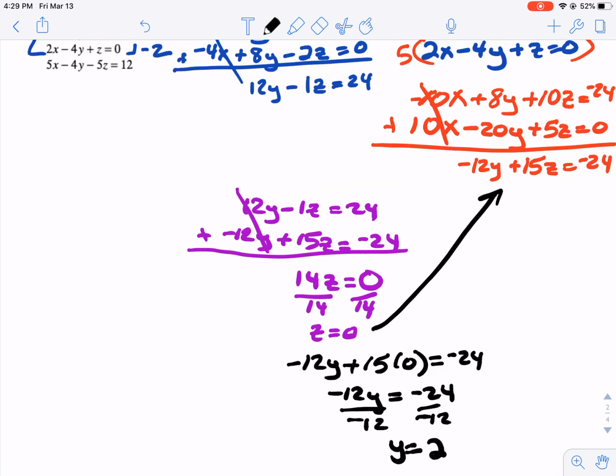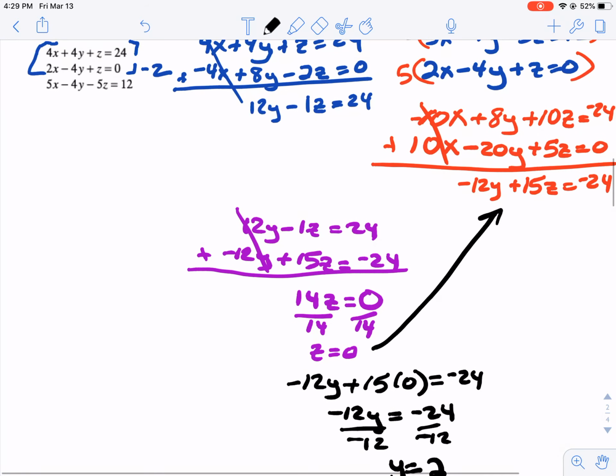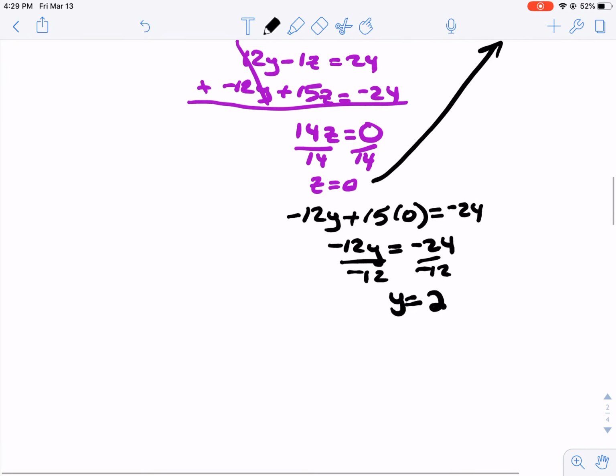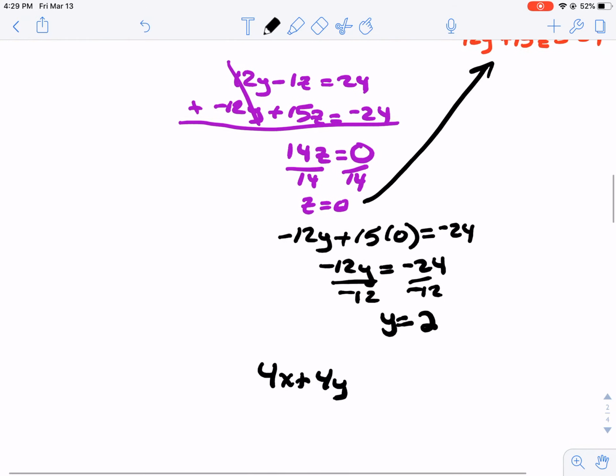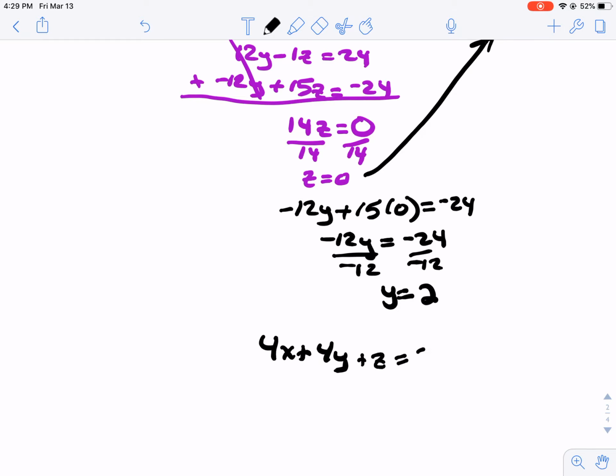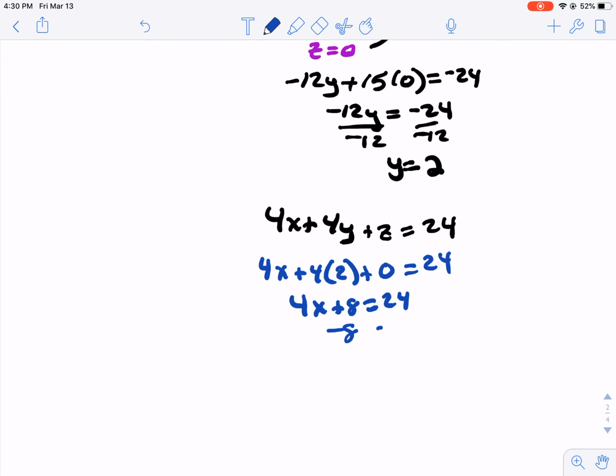So now that I know a z and I know a y, I take one of my original equations and plug them in. I like the top equation because it's all positive. So 4x plus 4y plus z equals 24. And now I'm going to plug everybody in. So 4x plus 4 times 2 plus 0 equals 24. So 4x plus 8 is 24. Subtract 8. 4x equals 16. Divide by 4. X equals 4.